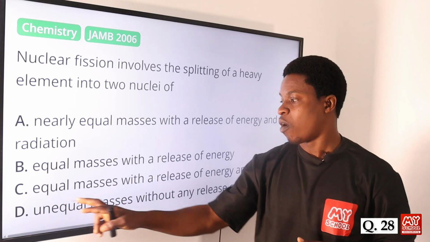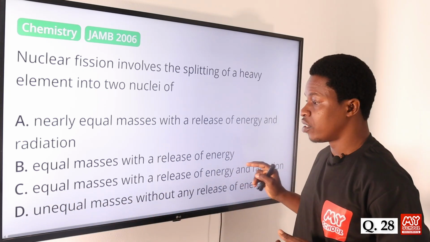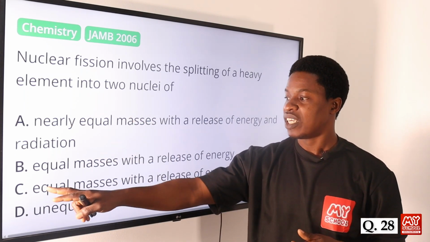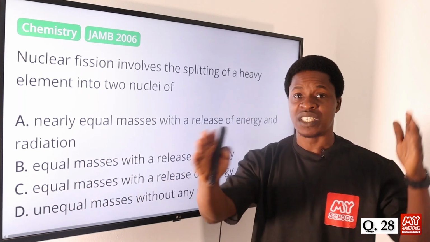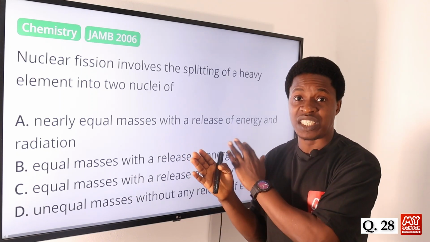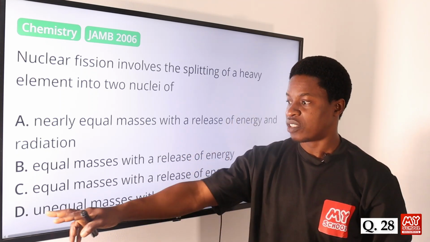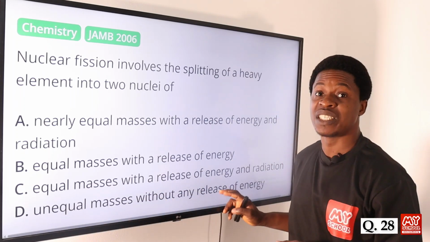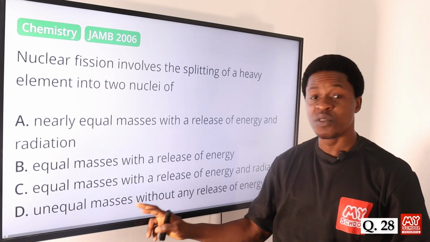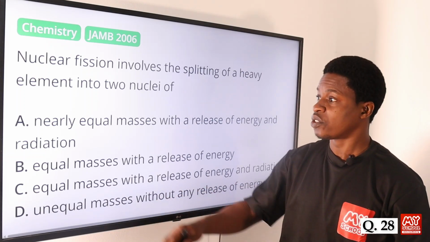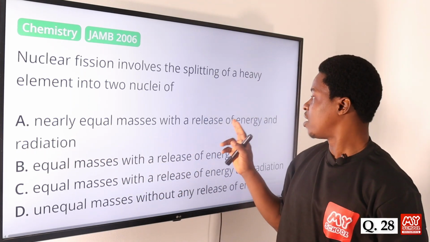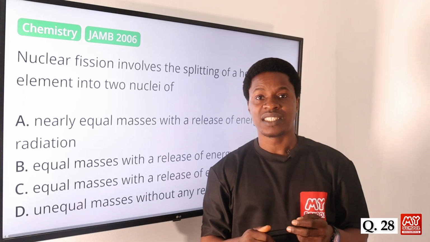Option C says equal masses with a release of energy and radiation. Of course, this looks similar, but this is nearly equal masses, and that is equal masses. The masses of the nuclei produced are not the same. Option D says unequal masses without any release of energy. There must be a release of energy because it is a nuclear reaction that undergoes radiation. So option A, which says nearly equal masses with a release of energy and radiation, is the correct answer.